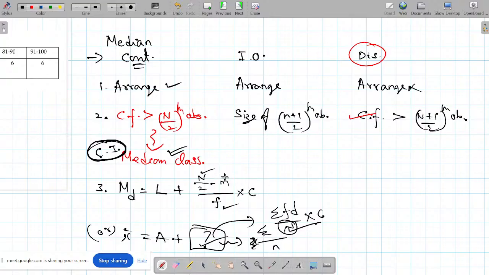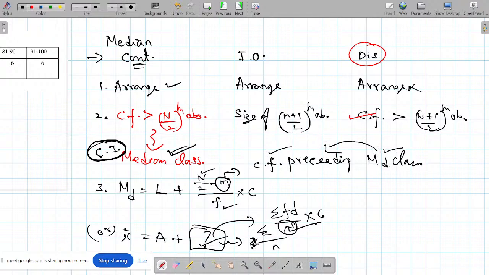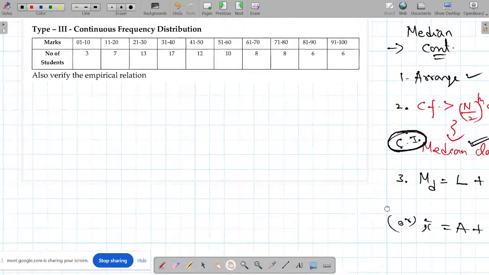Minus m, what is this m? Cumulative frequency, the preceding value. Cumulative frequency of the preceding median class value. We'll find the median class. Then we'll find all the cumulative frequencies. Then we'll find m, where we'll get the median class. The cumulative frequency preceding the median class will be taken. Let me work out the problem. You can please join with me.